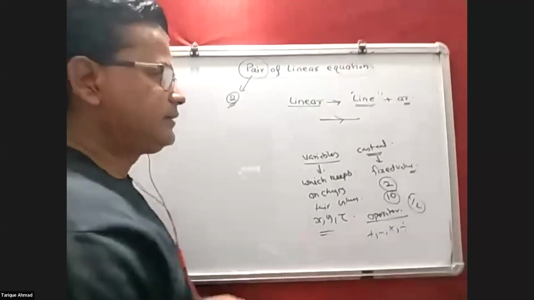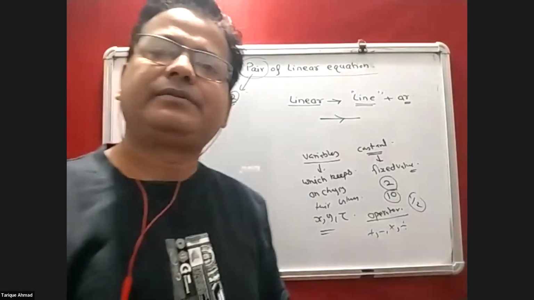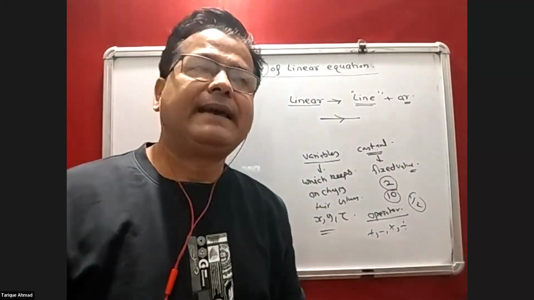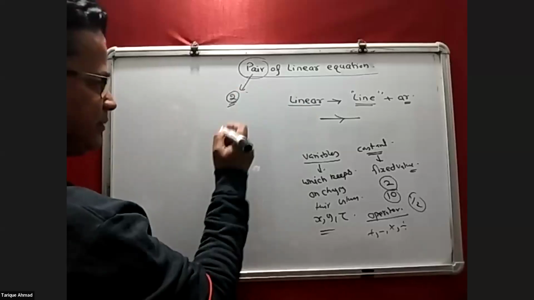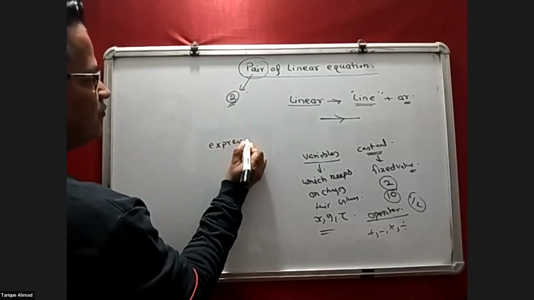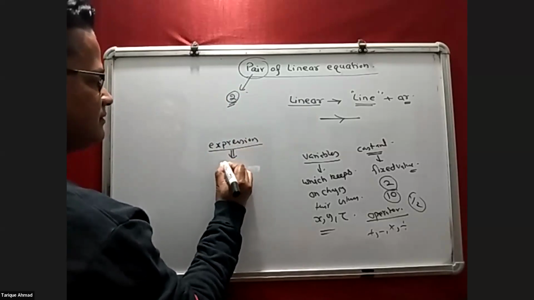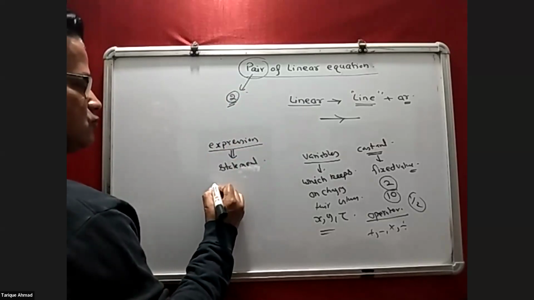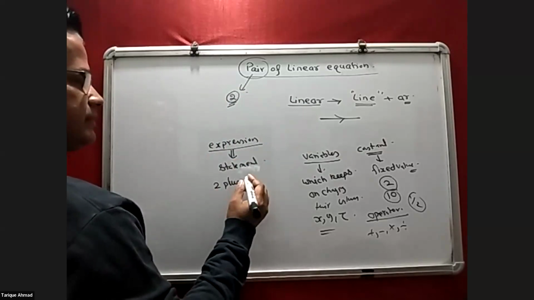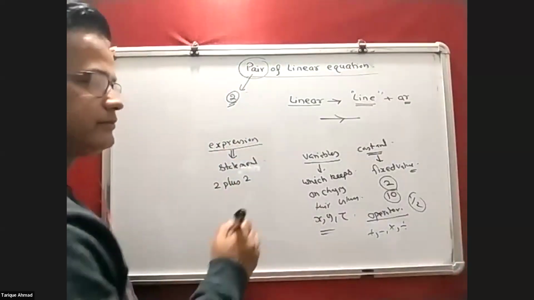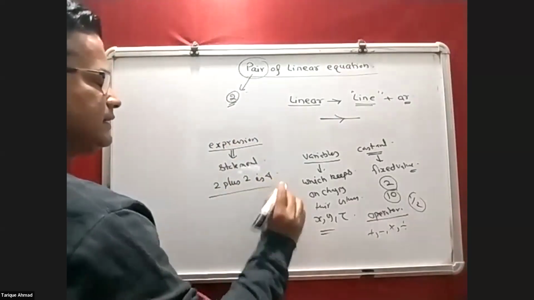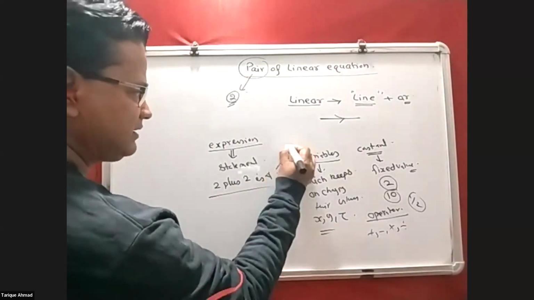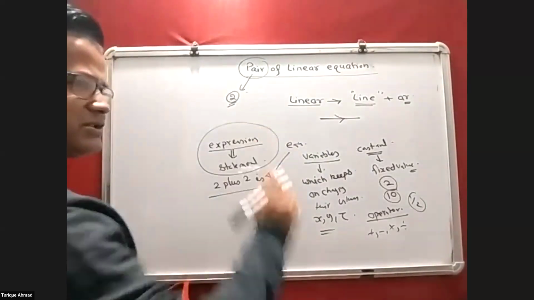Right? So when we express a statement using variables and constants, then we get an expression. In fact, an expression is just a statement. Like 2 plus 2 is 4. Now this is not an expression. This is in fact an equation. This is basically an equation. Expressions are just a statement.